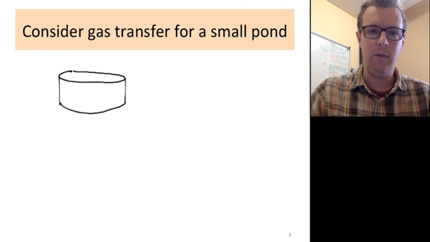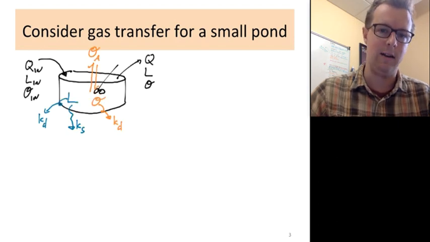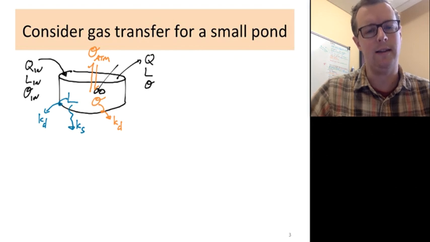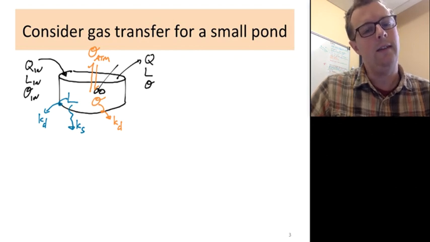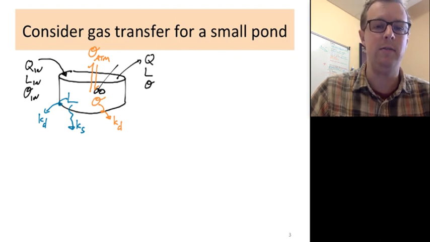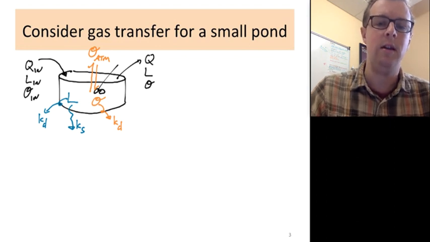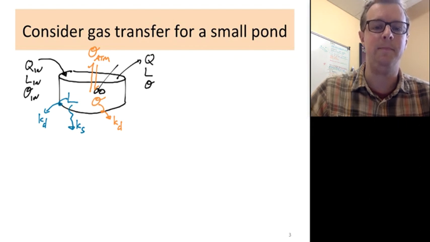I want to motivate us here with a small pond, a well-mixed CSTR like we've worked on plenty of times in class. This has an inflow and an outflow, has inflowing BOD, remember we're using capital L to represent BOD, and an inflowing oxygen level. Outflowing discharge has the BOD of the well-mixed system, and the oxygen level of the well-mixed system.